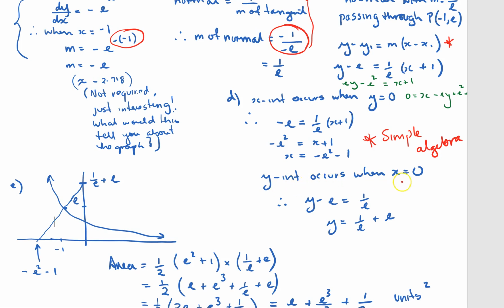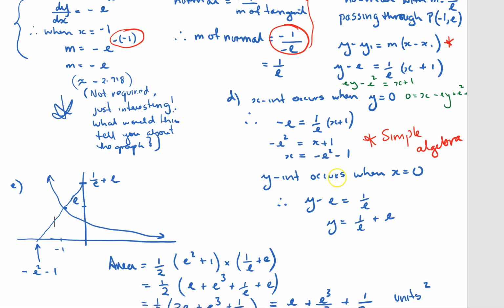The y-intercept occurs when x is 0, subbing x equal to 0. We want the y value, which is this 1 on e plus e. And you can always at any stage do what I did back here, which was just out of interest, get an idea of where that would be. 1 on e, you know, is 1 on 2.7. Well, let's just say it's 1/3. Plus e is nearly 3. So it's going to be a bit over 3.